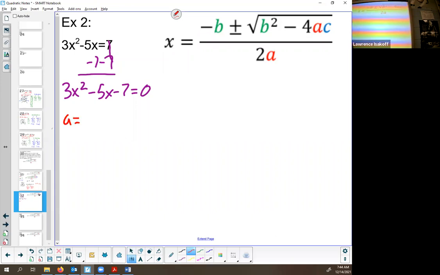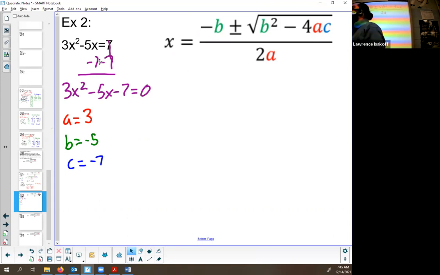So A is equal to 3 in this case. B is negative 5. And C is negative 7. Please watch your signs here. If I have a negative in front of something, please make sure to include it in there. That is critical. If you miss a sign, you're going to start running into some errors.